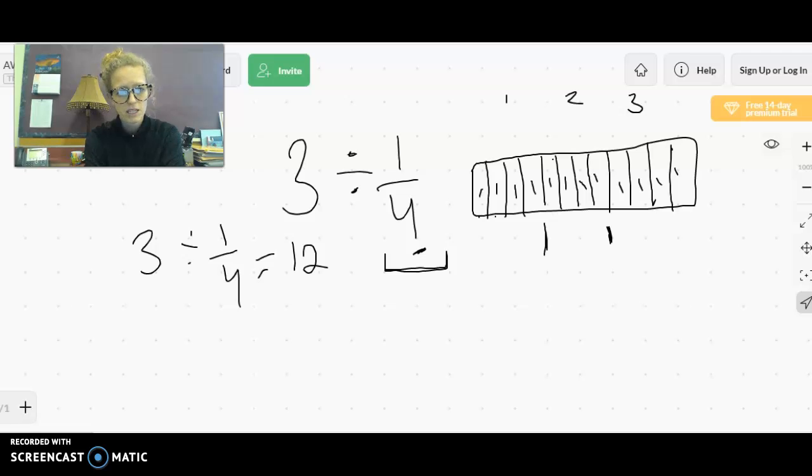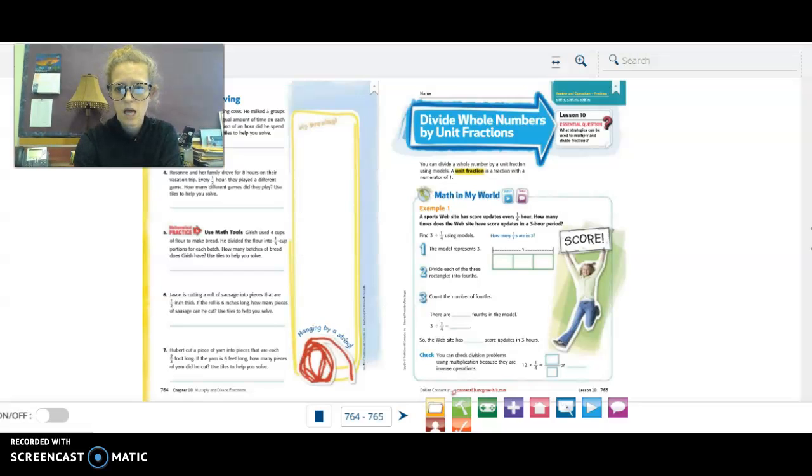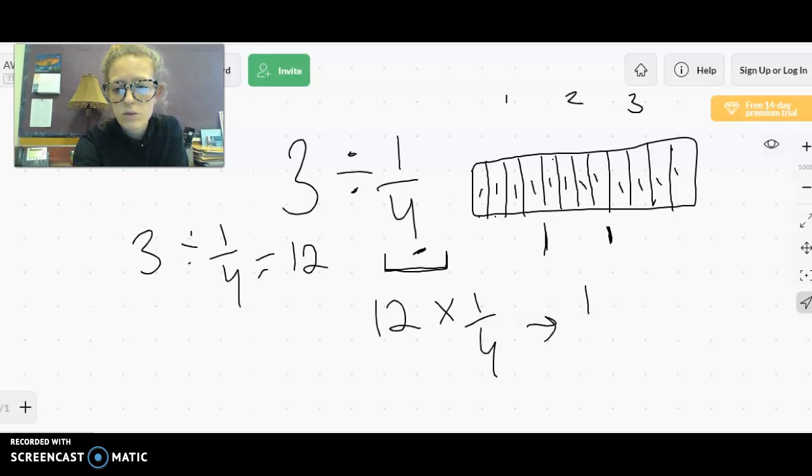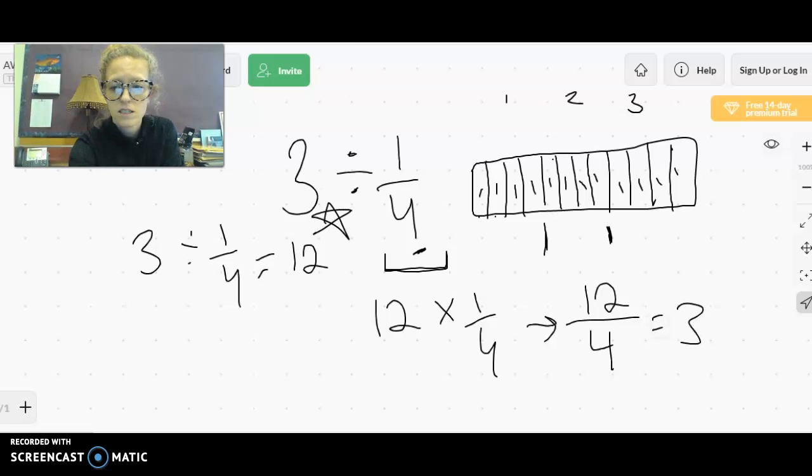Cool. I like it. Let's go back to our textbook and see if we're on course. Looking at the bottom, it says check. You can check division problems using multiplication because they are inverse operations, just like we practiced before, guys. So I have my answer, 12 times 1/4. Let's try it. 12 times 1 is 12, over 4. 12 divided by 4 equals 3. Am I good? Perfect. Yeah, I'm good to go.